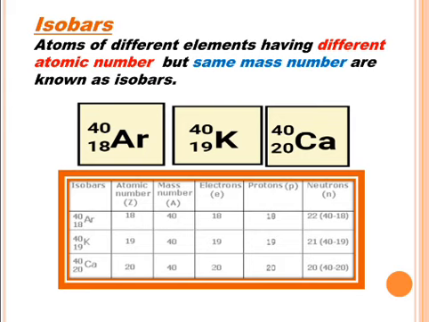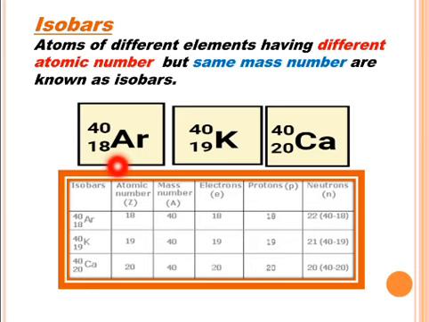Now students, look at these elements. What you are seeing in these 3 elements is that all are different. It is argon, it is potassium, it is calcium. But what is the similarity among these 3 elements? Yes, you are watching that their mass numbers are the same. Though they are different elements, their mass numbers are the same. Argon with mass number 40, potassium with mass number 40, and calcium with mass number 40.